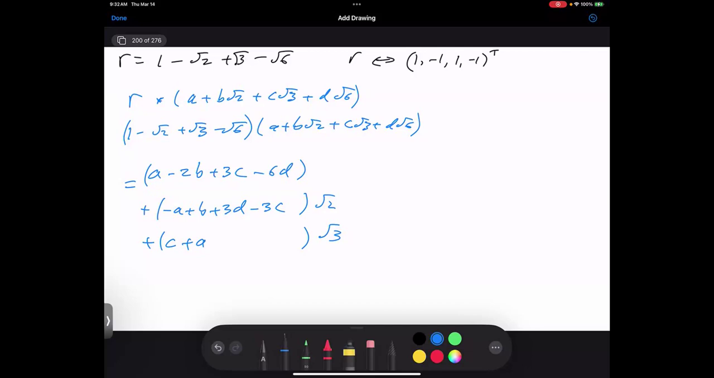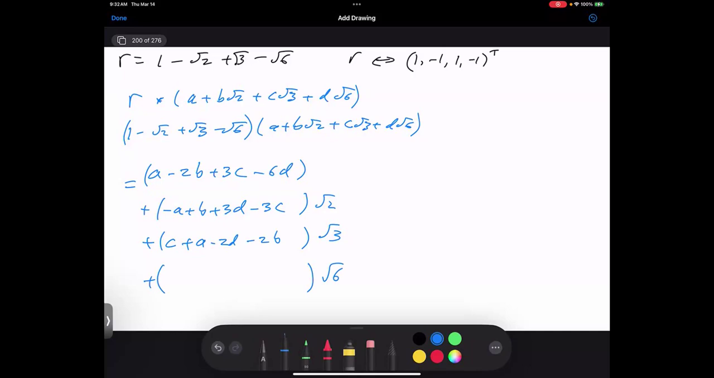So if the negative 2 hits the D root 6, that's going to be negative 2D. And then the last is I could have the negative root 6 hits the B root 2, and that's going to be negative 2B. And then the last is how can I get a square root of 6?